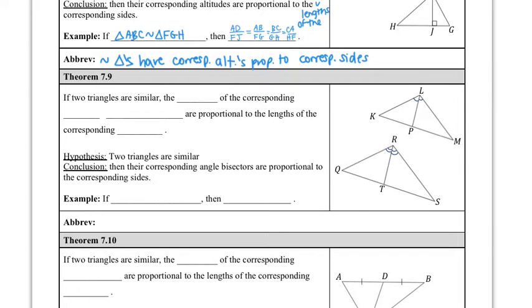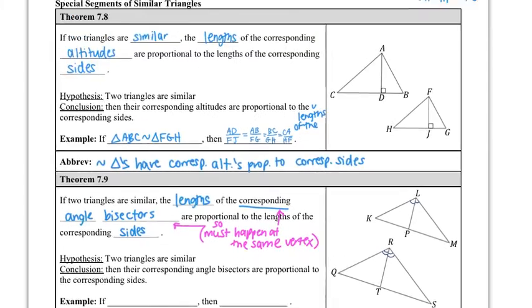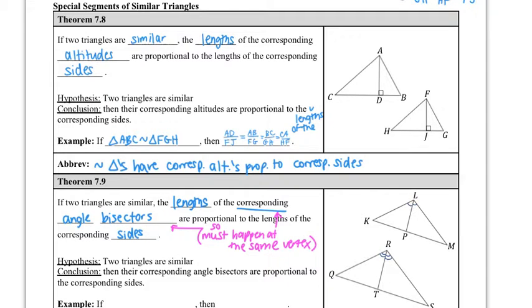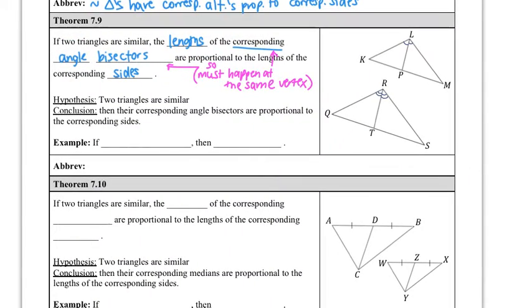All right, so if 2 triangles are similar, the lengths of the, again, corresponding angle bisectors, that means they have to actually happen at the same vertex, are proportional to the lengths of the corresponding sides. So I just put that little note there, and that's the same idea up here also. I didn't say, but if A and F were not corresponding, then it's not going to be proportional. It has to be from corresponding altitudes. Corresponding, that's the key word there. It has to come from the same vertex, again, since there's 3 altitudes in a triangle also. All right, so our hypothesis, 2 triangles are similar, then their corresponding angle bisectors are proportional to corresponding sides.